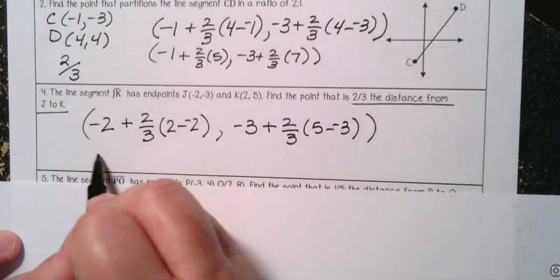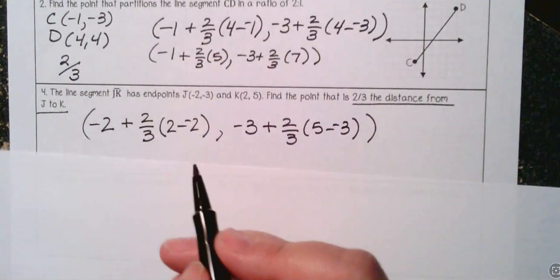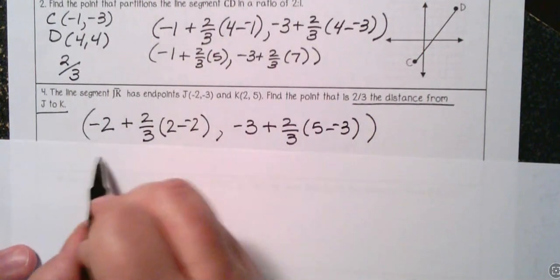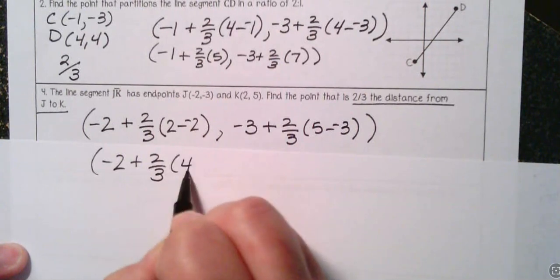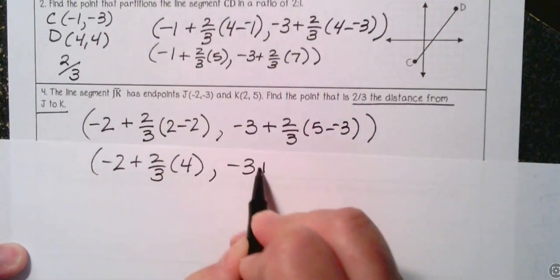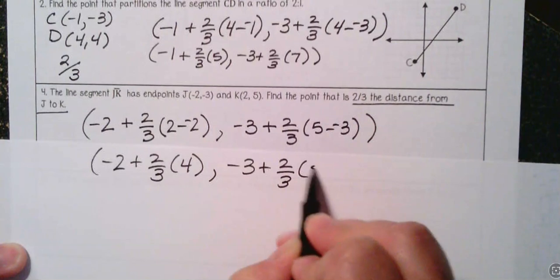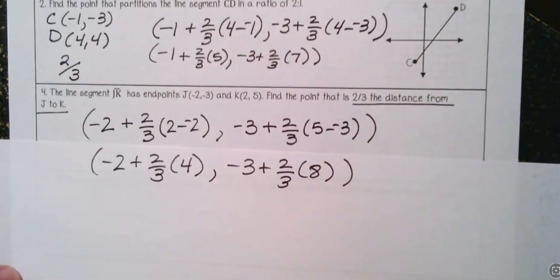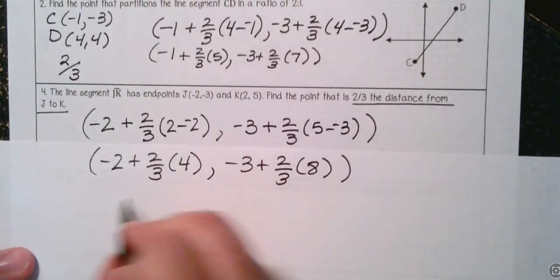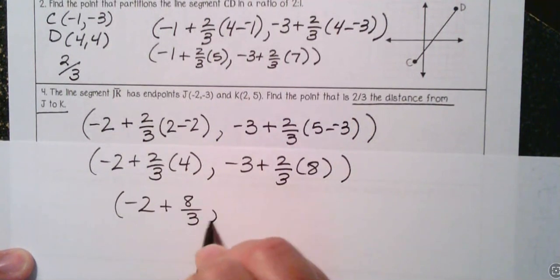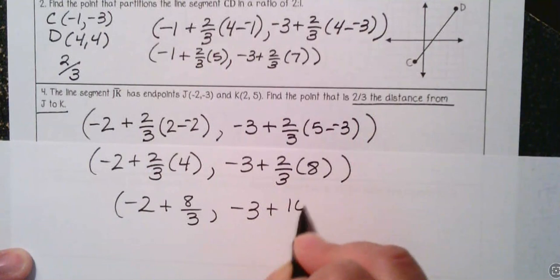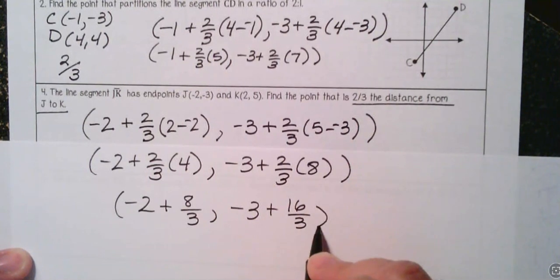All right, so we got -2. Let me just move this up. -2 plus 2/3 of 4. -3 plus 2/3 of 8. And this is going to be another one that doesn't come out terribly pretty, but that's okay. A lot of life's numbers just don't. A little math wisdom for us.